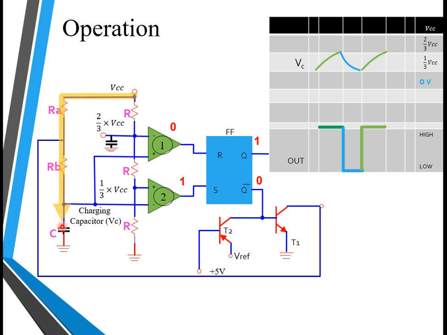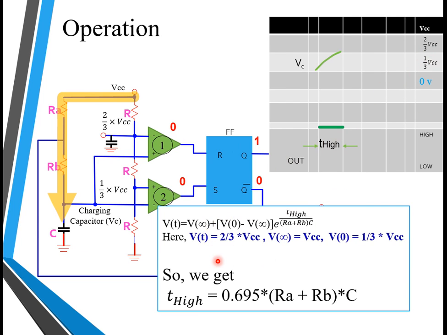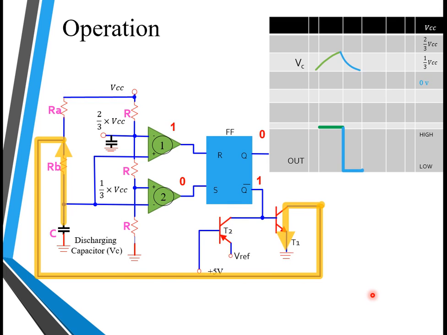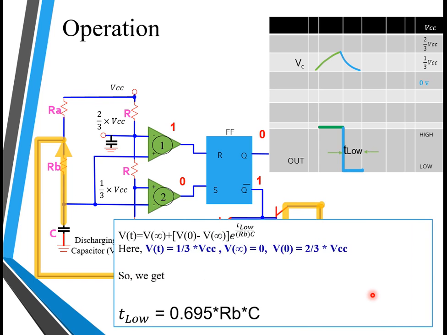So in this way the capacitor is charging and discharging continuously, and the output of flip-flop Q is 1 and 0. We can call it high and low. Here the output of the flip-flop is shown. Now capacitor voltage Vc is always between 1/3 VCC and 2/3 VCC. By applying the conditions we get this T high equation, and similarly we get the T low equation.